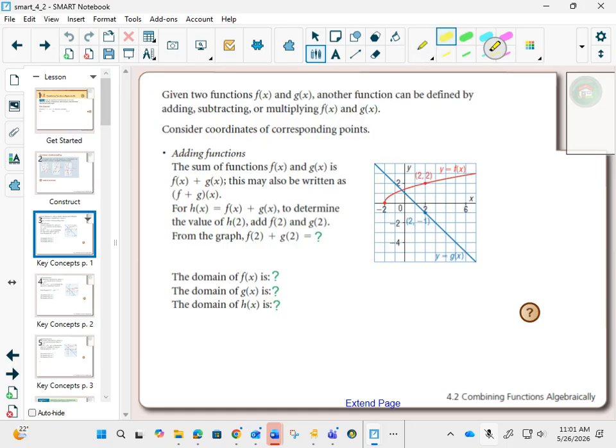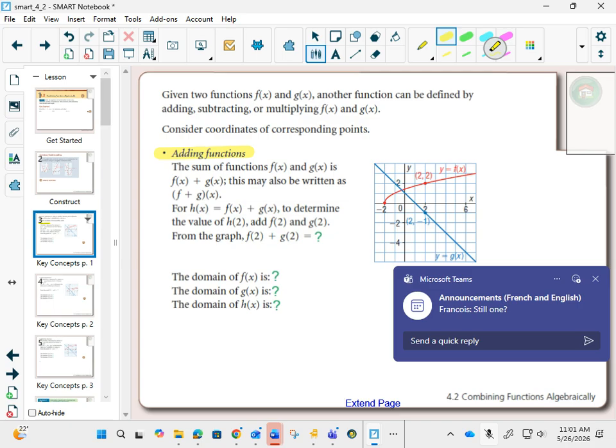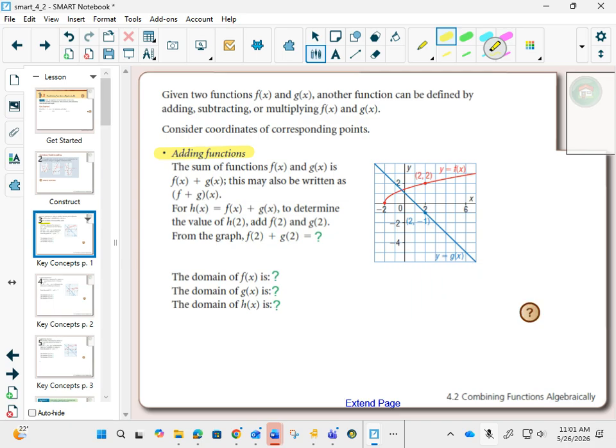Here we go, highlighter. First thing we're going to look at is adding functions. Like we already talked about, all we do is add the y values. If we look at this point, 2, 2, and the blue point, 2, -1, if you added those together, you would get the green point, because you add the y values, and you get 2, 1. So when we're adding functions together, we just add the y values.